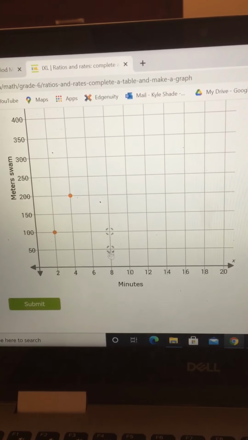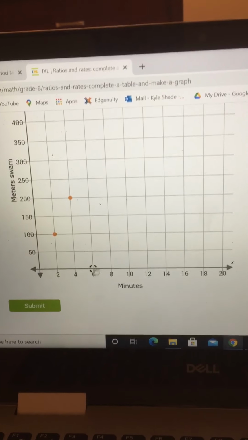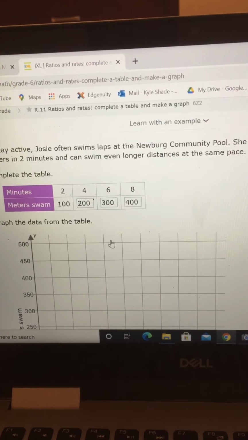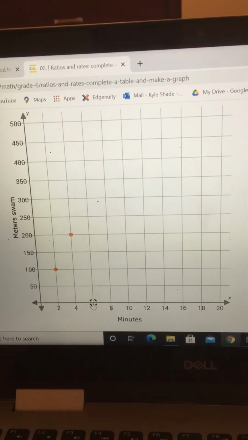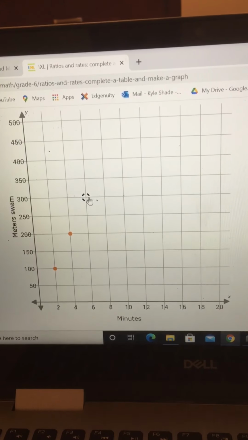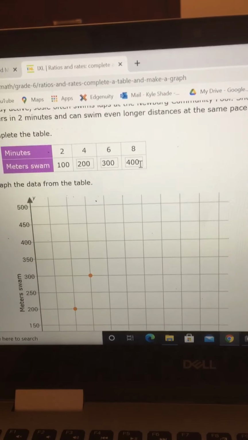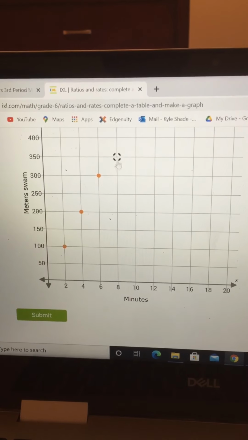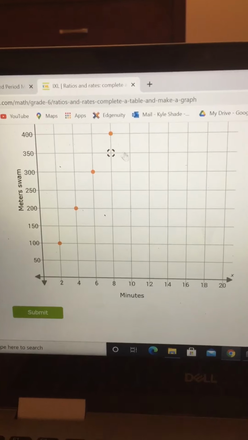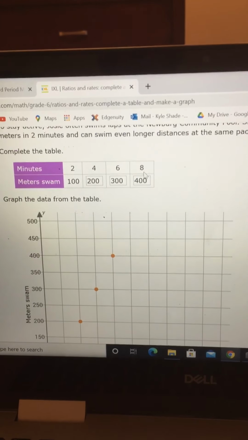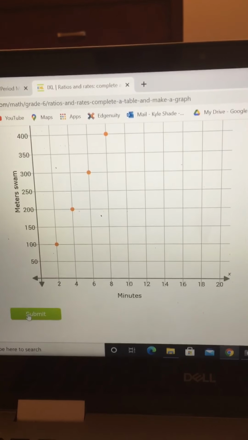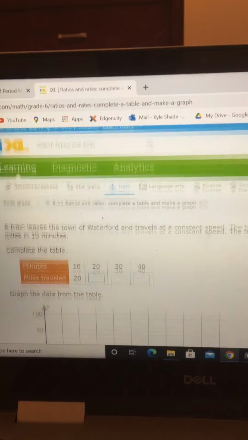It says 6 minutes and 300 meters. So 6 minutes is here, and 300 meters is there. And then the last one where it says 8 minutes and 400 meters. So let's take a look. So 8 minutes is here. 400 meters is there. And so we want to graph all the points. We filled in the table. We have graphed the points, and then we submit. And it tells us, yes, we got it, and then we move on.